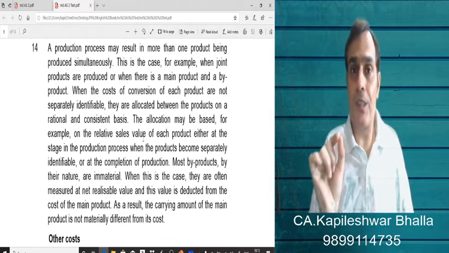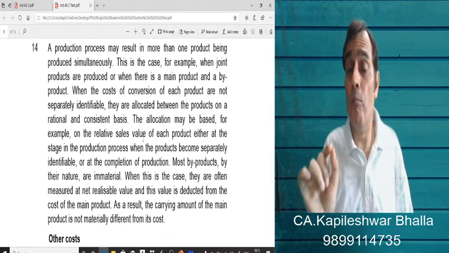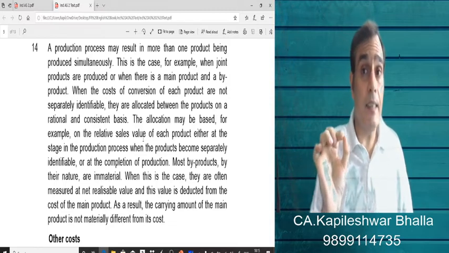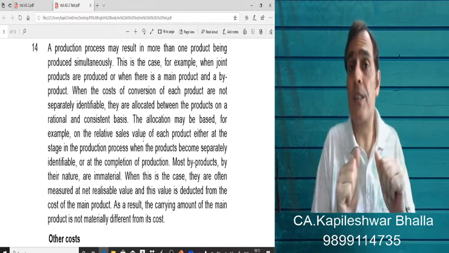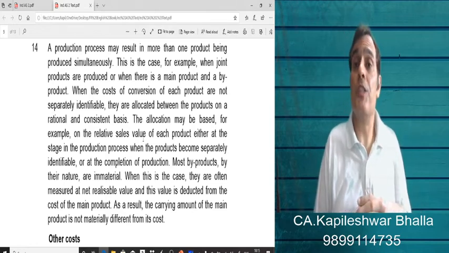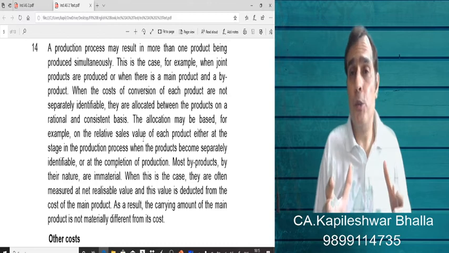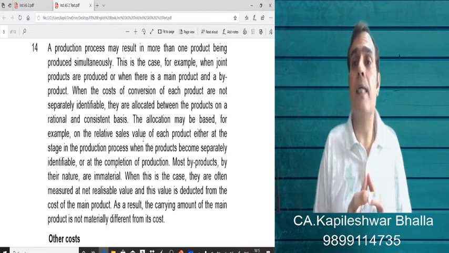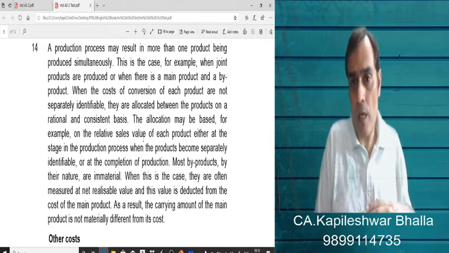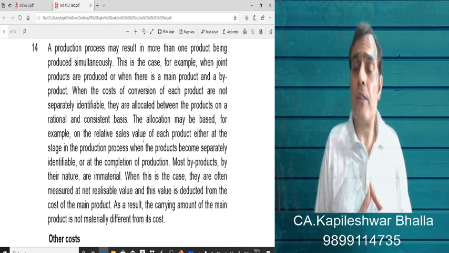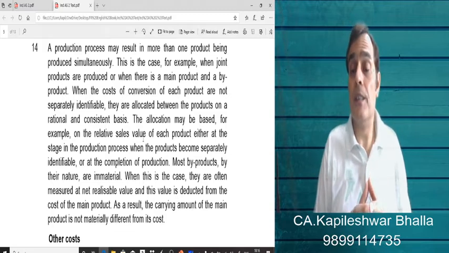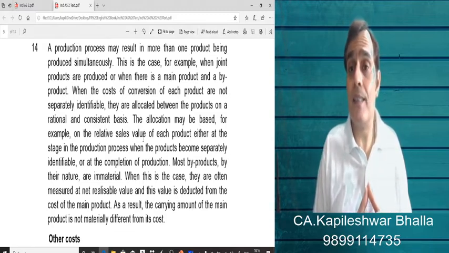A production process may result in more than one product being produced simultaneously. This is the case, for example, when joint products are produced or when there is a main and a byproduct. So he's given you two situations: when you simultaneously produce more than one product, it results either in joint products or in a main and a byproduct. Then he says when the cost of conversion of each product is not separately identifiable, they are allocated between the products on a rational and consistent basis.